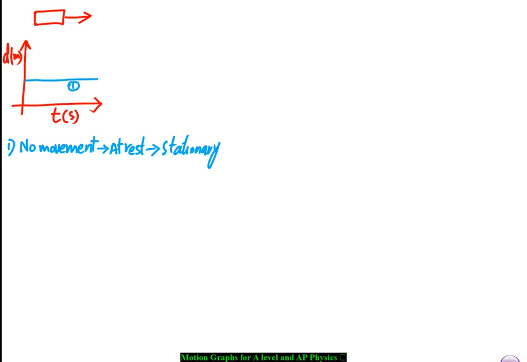Now the next one. If I draw this line, how can we describe the motion of the body if we have this kind of displacement time graph? In this case, we need to understand this is constant speed, or we also call this kind of motion uniform speed. Let's say this is number 2.